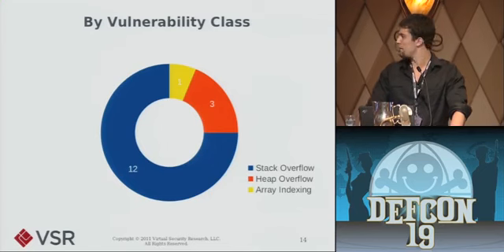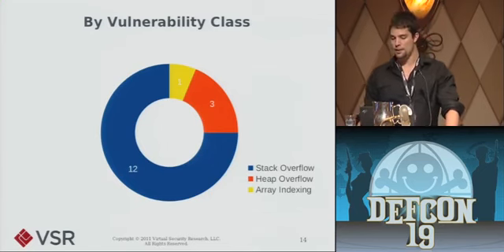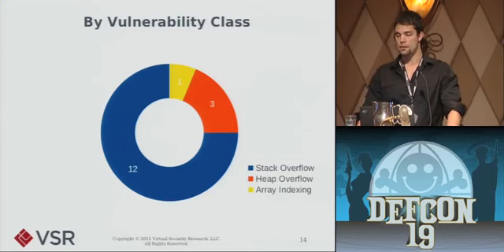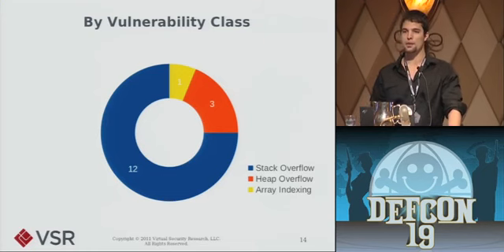And breaking these down by vulnerability class as to what vulnerability was exploited, a full three-quarters of these, 12 of the 16, were typical stack overflows. And I think this is probably because these vulnerabilities are incredibly conducive to exploitation. They're very well understood. The steps of exploiting them are known. 3 of these vulnerabilities were heap overflows, which are frequently much more difficult. And then 1 of these, a Windows SMB issue, is actually an array indexing issue.